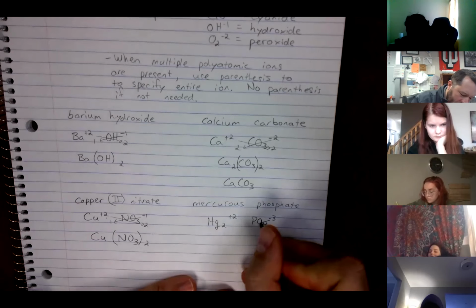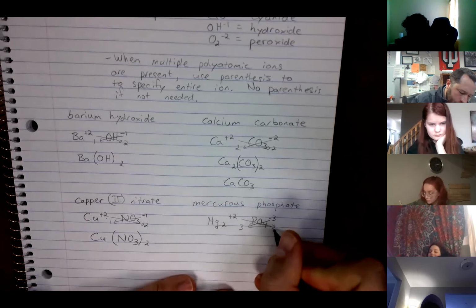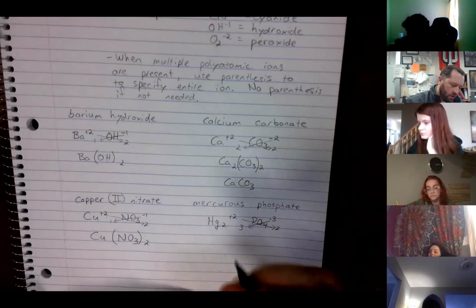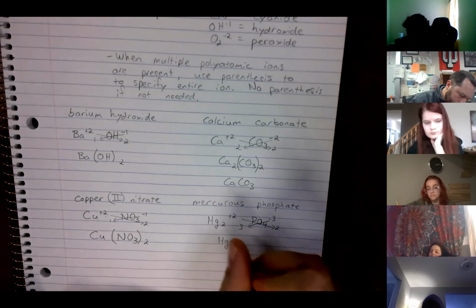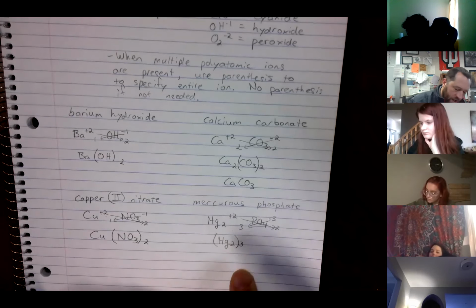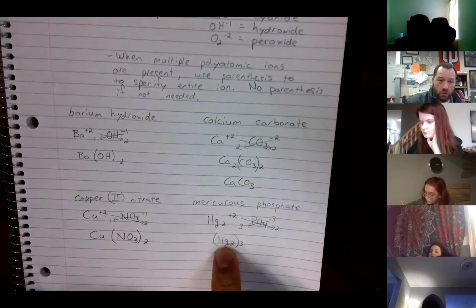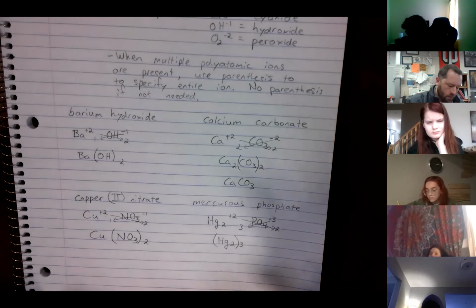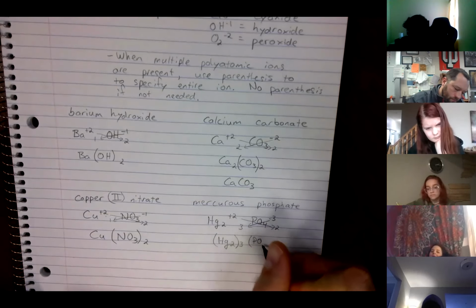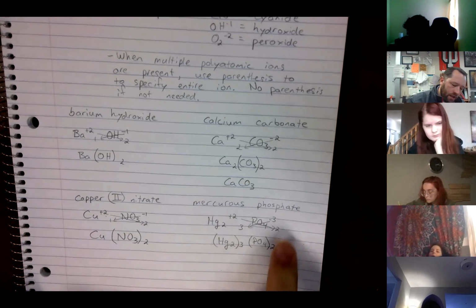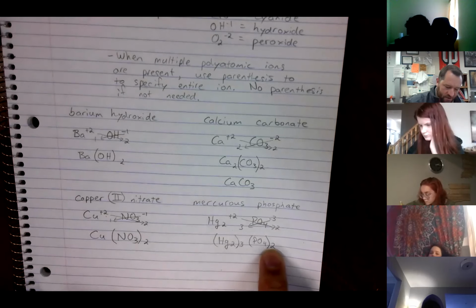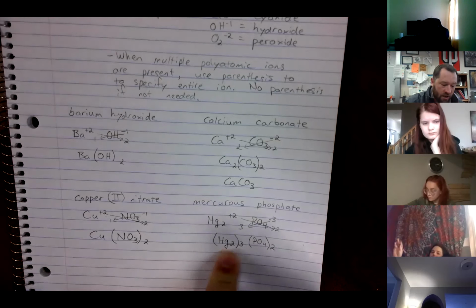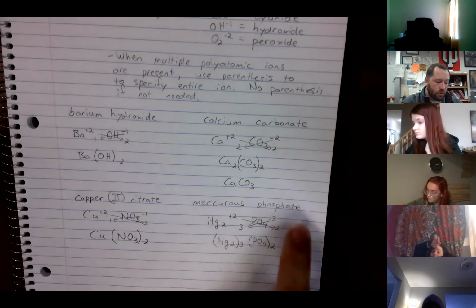Got to get these charges to cancel out. I think a quick way to do that is crossing over. Bring the 3 down, bring the 2 down, and rewrite it. I have 3 of my Hg2, so I've got to put parentheses around Hg2, otherwise it's going to look like Hg23. And I have 2 of my phosphates. So this one has a lot of parentheses, a lot of little side numbers, 3 of my Hg2s, 2 of my PO4s. That's mercurous phosphate.